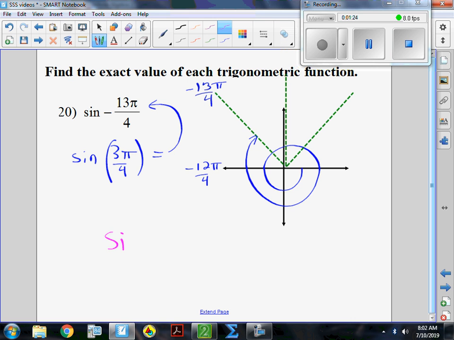So sine of pi over 4, because that's my reference angle, theta prime, pi over 4. Sine of pi over 4 is equal to 1 over square root of 2, or square root 2 over 2. Sine is positive in quadrant 2.